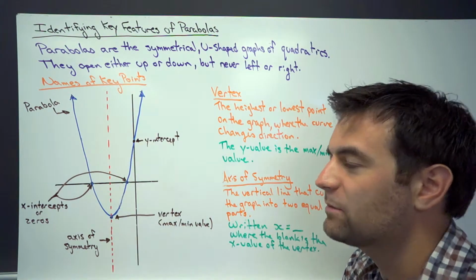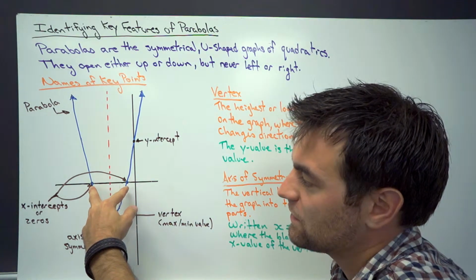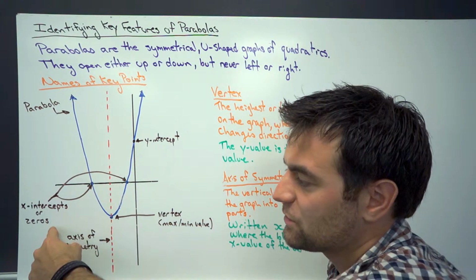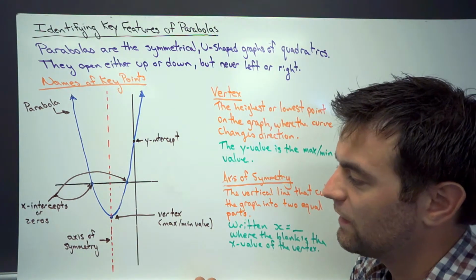We have the y-intercept, which is the same as in linear equations. We have x-intercepts, where it crosses the x-axis. They're also known as zeros. And then we have these two new values.